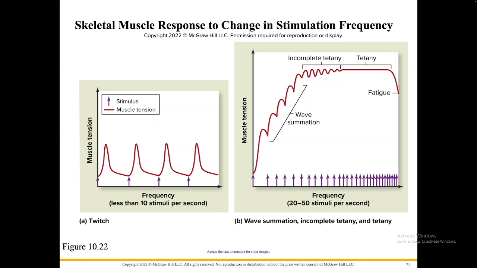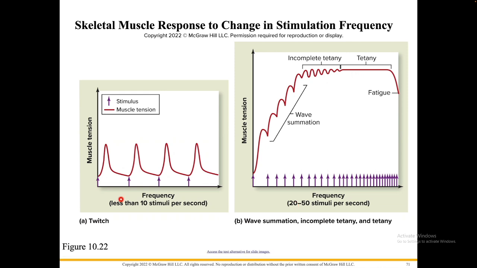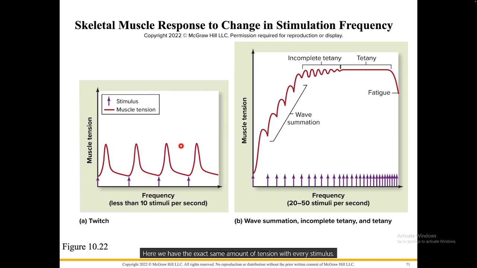This one on the left side is the idea. Each one of these is a simple twitch because they're not happening fast enough. In order to start getting summation, we've got to be reaching about 20 stimuli per second, which is what our nervous system does easily. Much slower, and especially in an experiment like we were seeing where it's done through a computer, we can set a certain frequency, and that has no summation at all. Every time we do a stimulus, the muscle has a latent period, contracts, relaxes, then another stimulus, and it starts over. Here we have the exact same amount of tension with every stimulus. Here we summate, so we get stronger tension after most of these stimuli until we reach tetany.